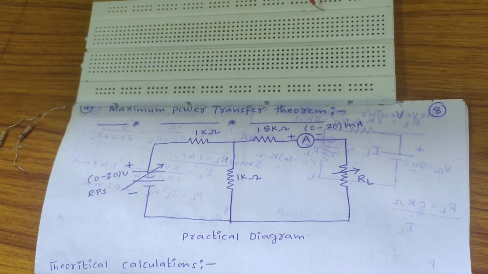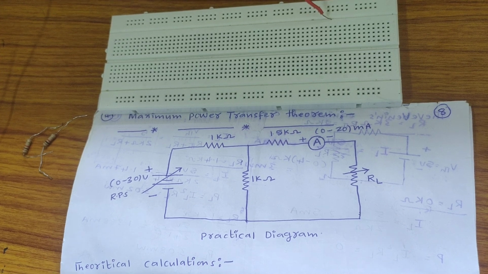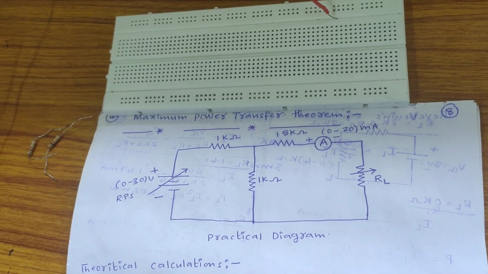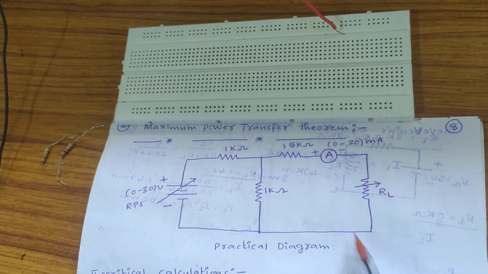All. Now I would like to explain the maximum power transfer theorem. The statement of the maximum power transfer theorem is that the maximum amount of power is transferred from source to load. This is the source, and this is the load.